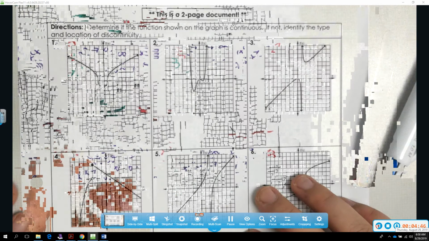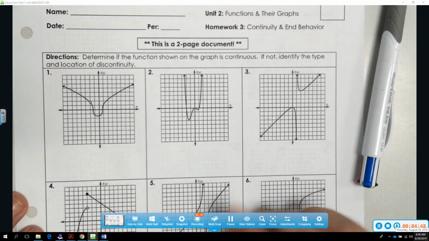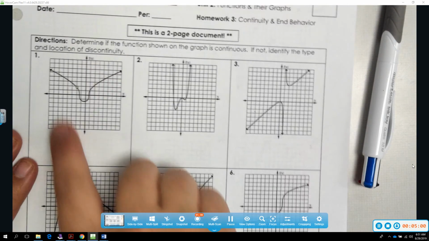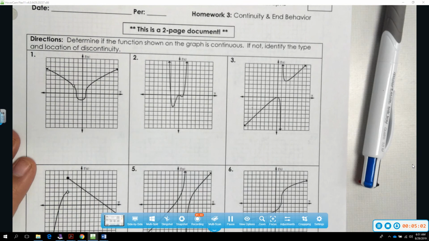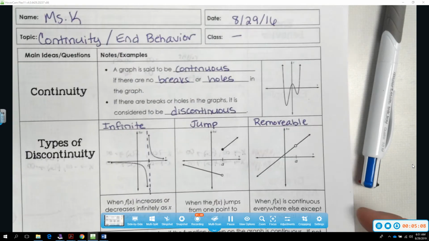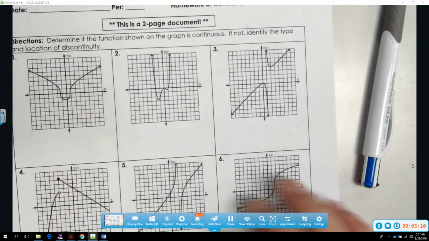Okay, so the next thing you need to do is get out your homework assignment. Homework number 3, it should be the next one in your binder. I'm going to pause the video. Okay, so number 1 through 9. On this side of the page, you're going to determine if the function is shown as continuous. If not, identify the type and location of discontinuity. So just like the front of your notes. Okay? So let's do number 1 together.